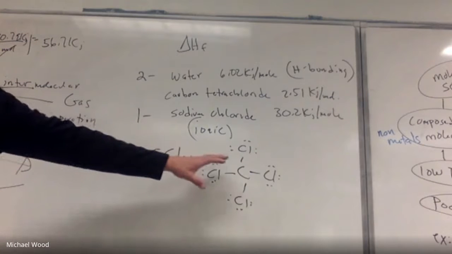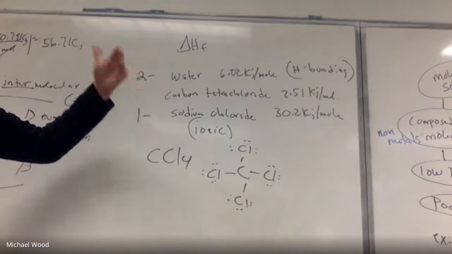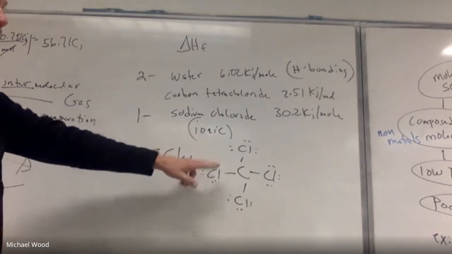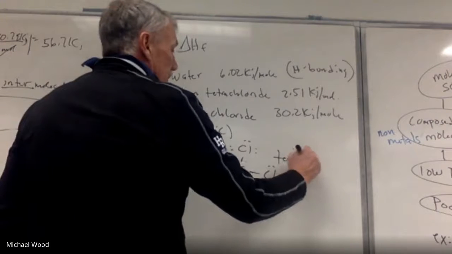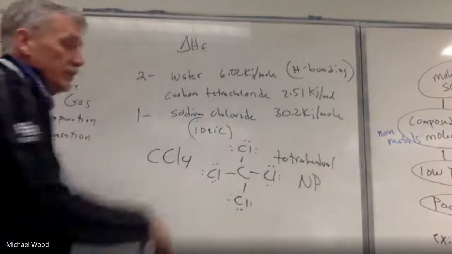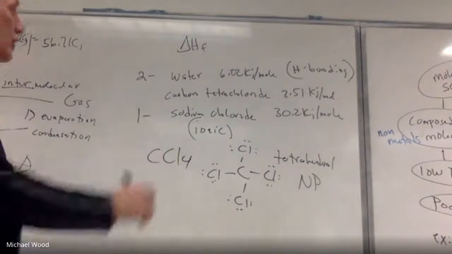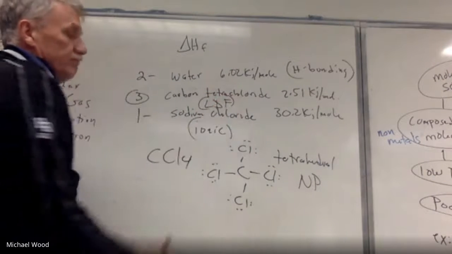What's the shape of this? Maybe you haven't worked on those yet, but by next Wednesday or Thursday, you need to have that in your brain. This is tetrahedral. And the tetrahedral shape is nonpolar. It has the same elements out here. So this is nonpolar, which means this is London dispersion forces.